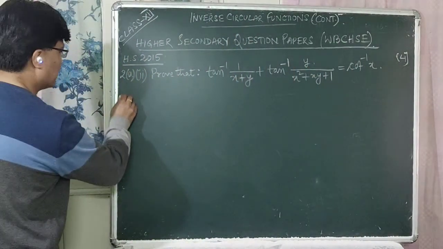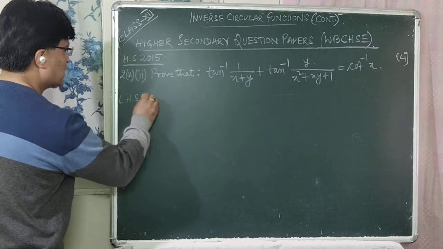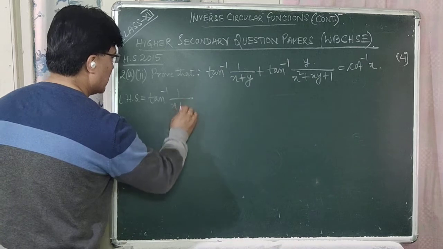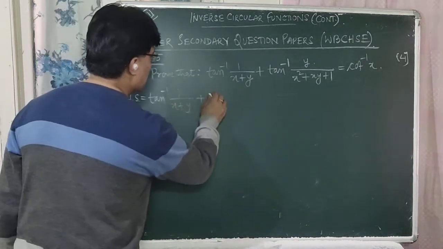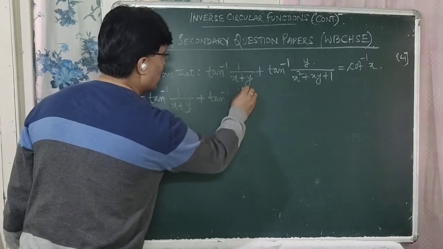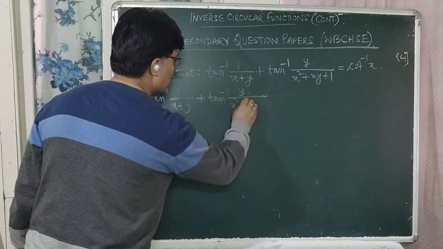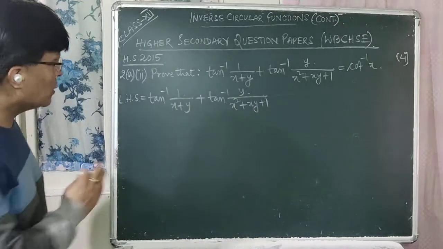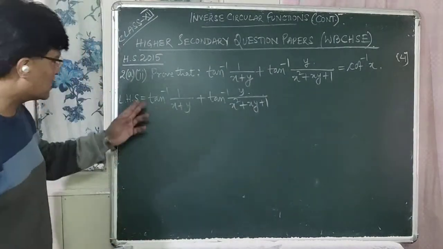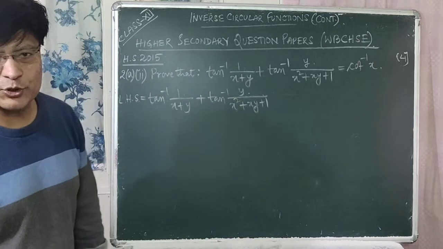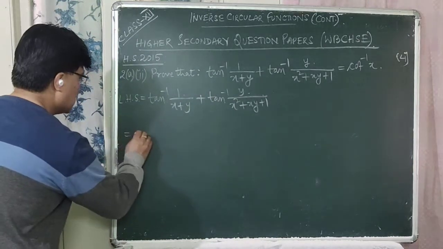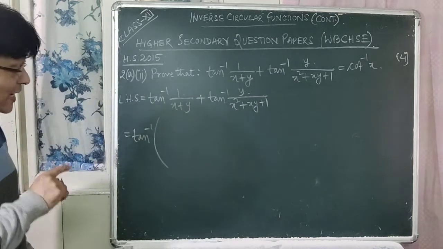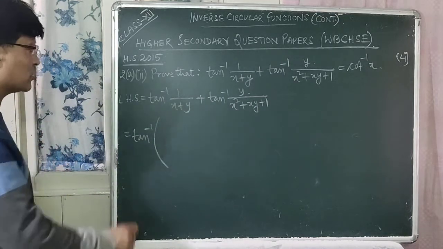So let us write down the left hand side. What is the left hand side out here? It is tan inverse 1 upon x plus y plus tan inverse y upon x square plus xy plus 1, right? Which formula is used in this case? It is tan inverse x plus tan inverse y. So let us use the formula. Now you know the formula: tan inverse of x plus y upon 1 minus xy, isn't it?